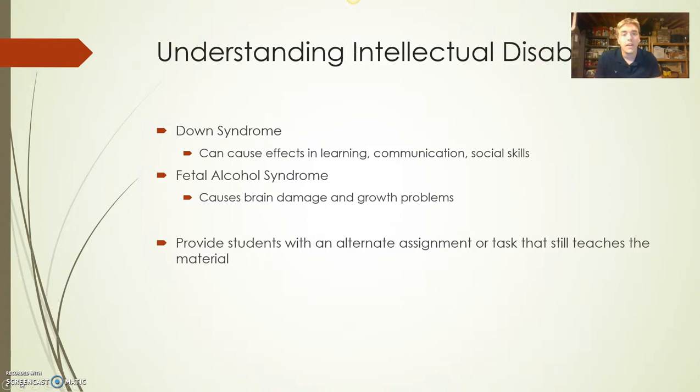Next, I'll talk about intellectual disabilities. Some common intellectual disabilities are Down syndrome and fetal alcohol syndrome. Down syndrome is a genetic disorder where abnormal cell division results in an extra full or partial copy of chromosome 21. And this can cause effects in learning, communication, and even social skills. And then fetal alcohol syndrome is caused by a mother consuming alcohol during pregnancy. And doing that can cause brain damage and growth problems.